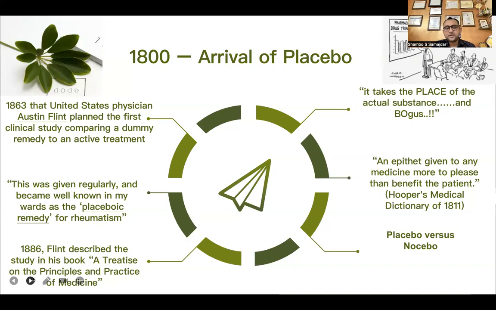active treatment. And this was given regularly and became well known, in my words, as the placebo remedy for rheumatism. So this is the quote from Austin Flint's literature. And in 1886, he described the study in his book, A Treatise on the Principles and Practice of Medicine.